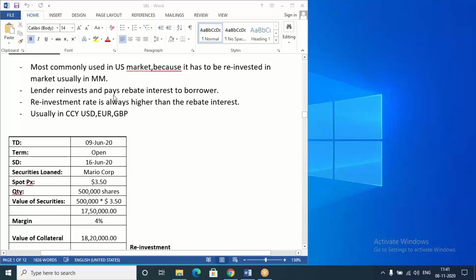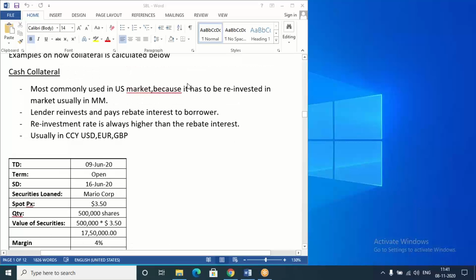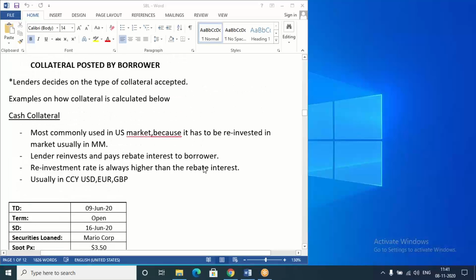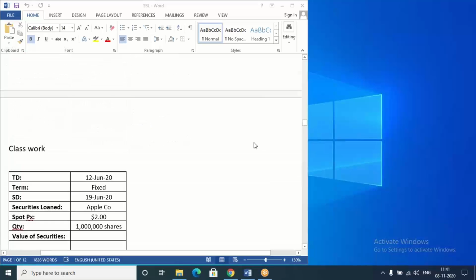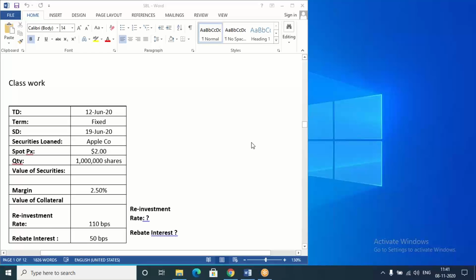Do you want to write this bit down? It will be available in your recording. If you want to write it down, let me know before we have a quick classwork to calculate collateral value and investment or rental fees. Yes or no? Do you want to write this down or can I continue? Okay. So, small classwork. Do this calculation.